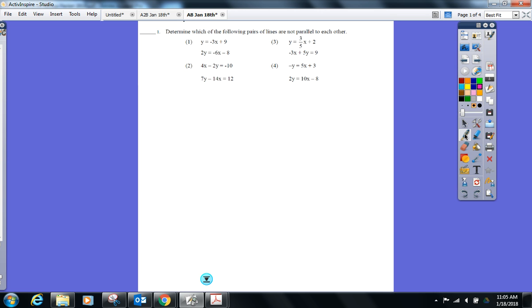If I take the first one up here, what's the slope of the first line in number 1? -3. Now here, you have to do a little work to find the slope. What do I need to do on both sides? Divide by 2. When you divide -6 by 2, you end up with -3 minus 4. So what's the slope of this line? Both slopes are equal, so those lines are parallel. I'm looking for the ones that are not parallel. Let's keep this show rolling.